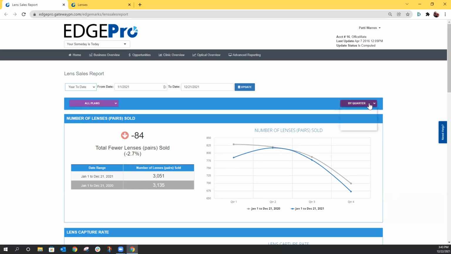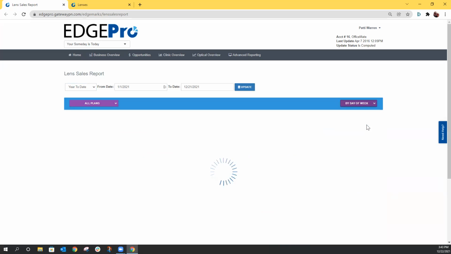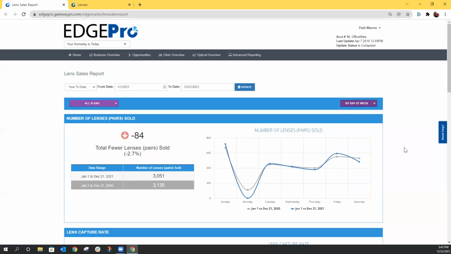Now, I can also view it by day of the week if I would like. So when we're thinking about by day of the week, we can see here that they were open on Sundays. We sold 673 last year. When I come up here, we sold 721 this year. We can see which day of the week we sell more lenses.